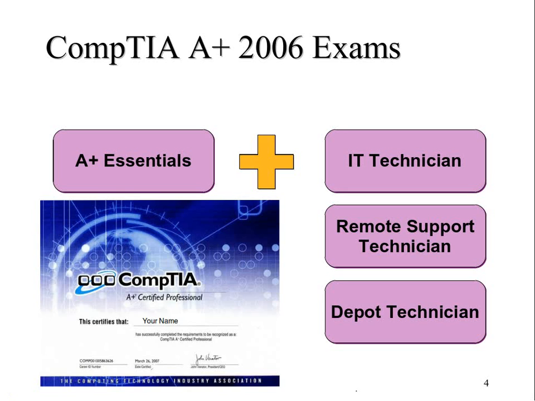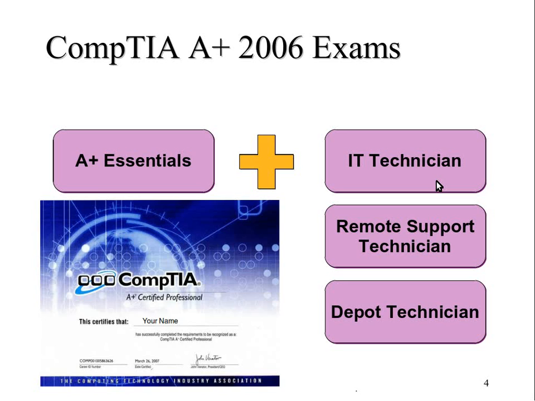But when you take this exam, there are 2 parts. The first part is called the A+ Essentials, which is the basic information and knowledge you need to know to repair and service computer hardware and software. The second part has 3 different variations or flavors, if you will. The first one is called the IT technician. Those are people who repair and maintain computers and software inside of an organization or business.